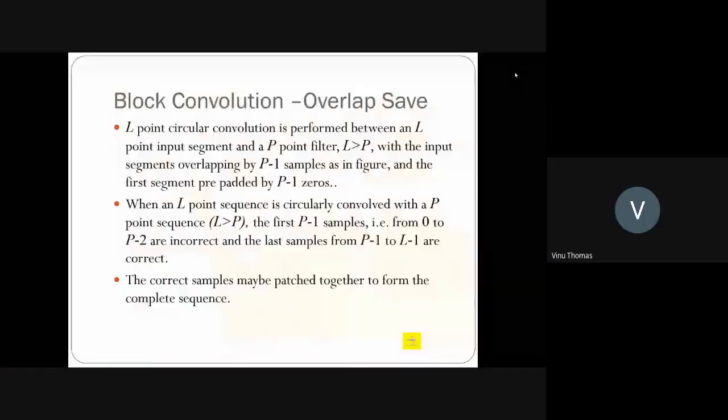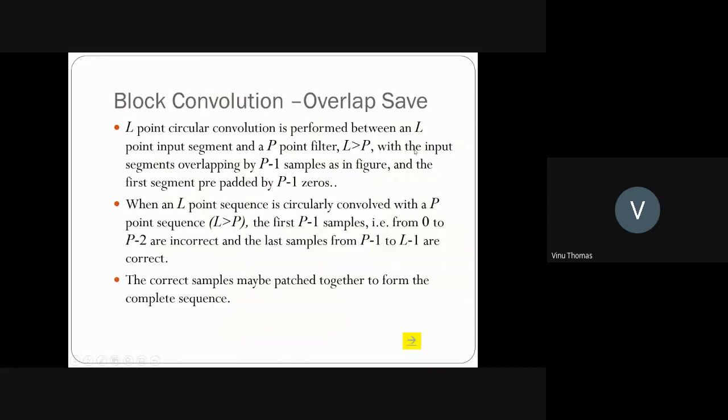So L point circular convolution is performed between an L point input sequence and a P point filter such that L is greater than P, with the input segments overlapping by P minus n samples. And the first segment is pre-padded by P minus n zeros.